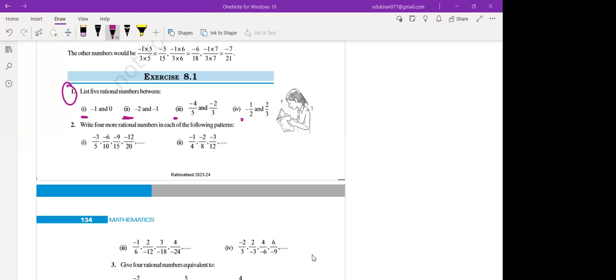Ma'am, when you add the denominator 1, we can multiply it with any number. Yes. Ma'am, done. Okay. Let's just wait for others to finish, then we will discuss.